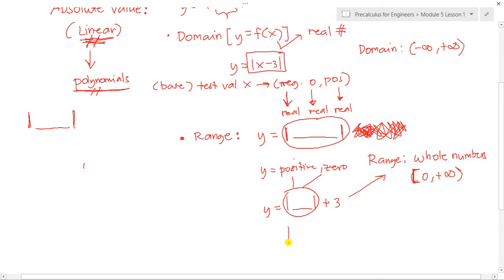Okay, how about this one, B? What if it's an absolute value, then you add a fraction? Do you think our range is whole numbers? No. Okay.